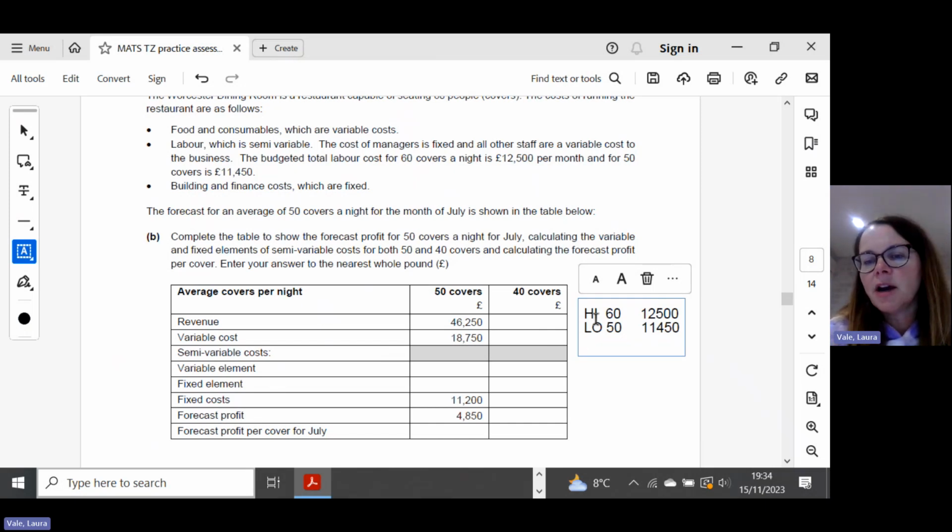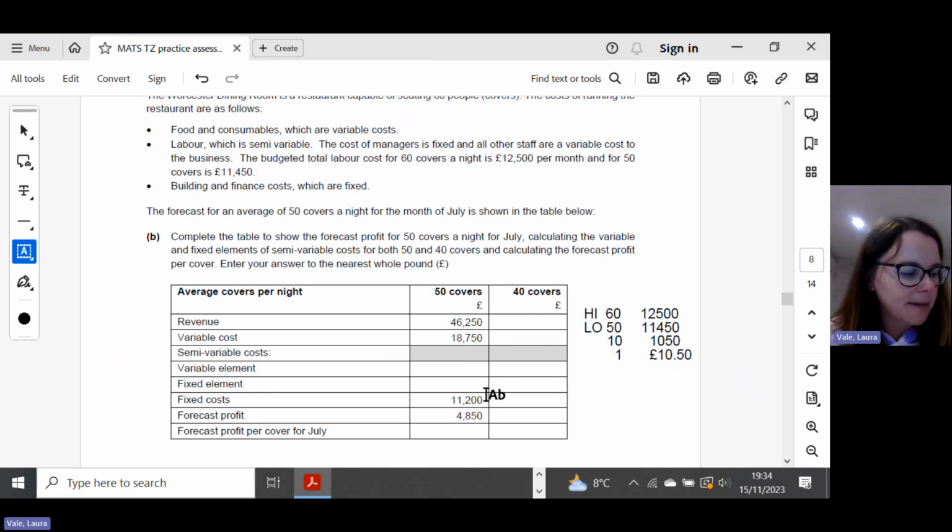So whenever we do a high-low, we start by finding the difference. So an extra 10 covers has cost me an extra £1,050. So therefore, an extra 1 cover. If I divide my 1050 by 10, an extra 1 cover must have cost me £10.50, which is my variable cost per cover. So I can use that now. So I know it's £10.50 and I want 50 of them. So let's do £10.50 times 50.